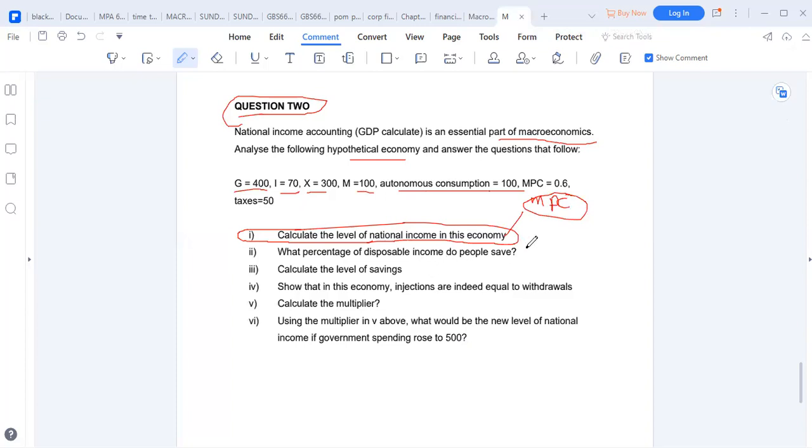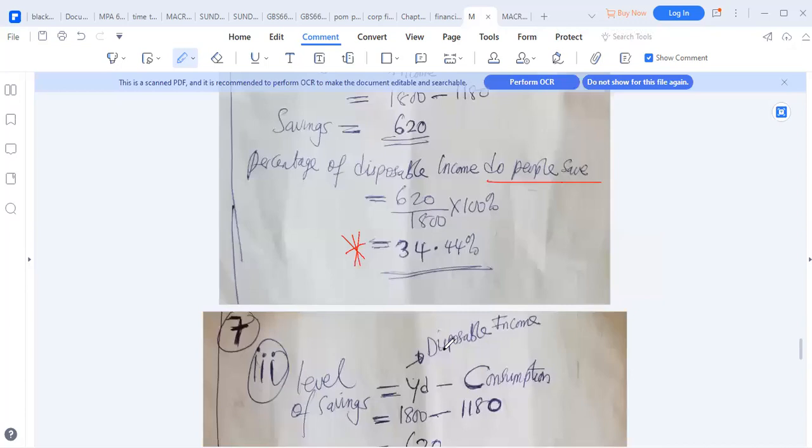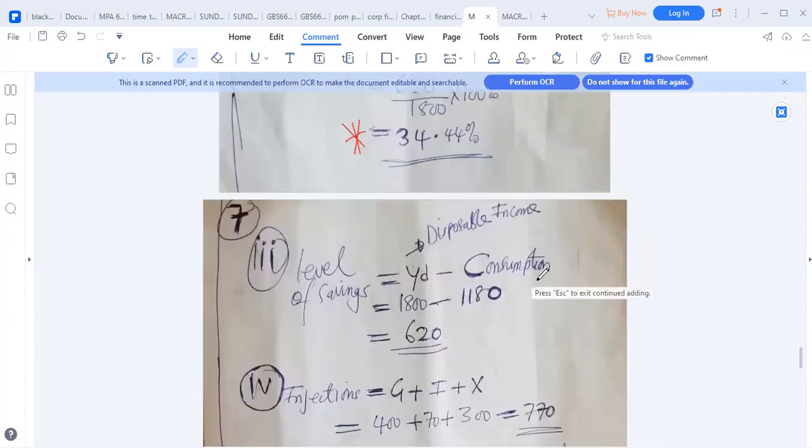What is the level of savings? So we're going to part Roman numeral number 3. The level of savings, we will just calculate. Level of savings is disposable income minus consumption. So disposable income minus consumption, which is level of savings, is 620 on Roman numeral number 3.